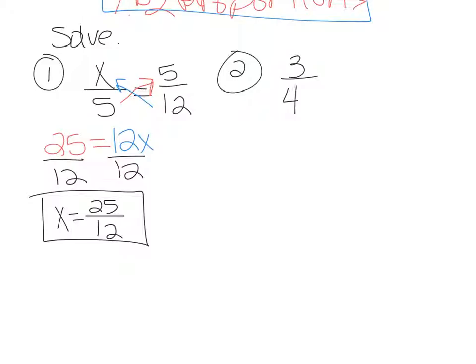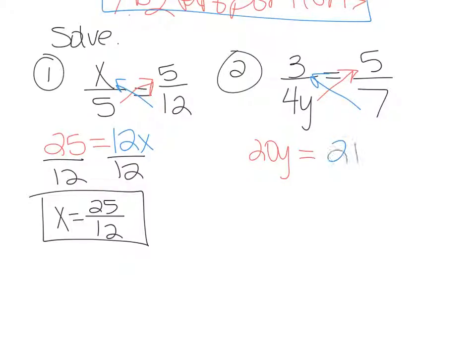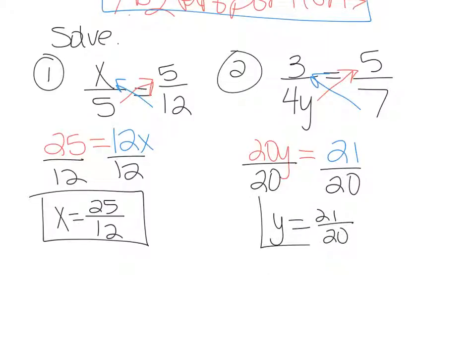Okay, number 2. 3 over 4y equals 5 over 7. Do I have a proportion? Yeah, two ratios set equal to each other. So multiply up and across. 4y times 5 gives me 20y, and 3 times 7 gives me 21. Solve for y. Divide both sides by 20. Can 21 over 20 be reduced? No. So that would be your answer: y equals 21 over 20. Okay, questions so far? No. Okay, number 3.